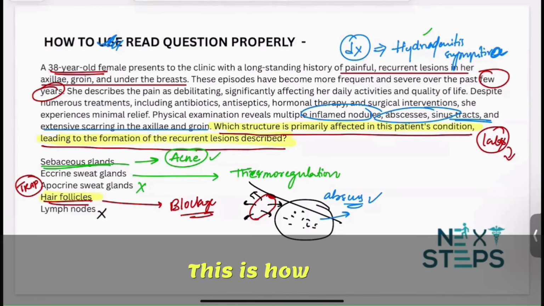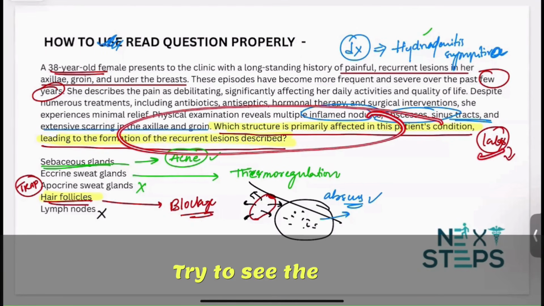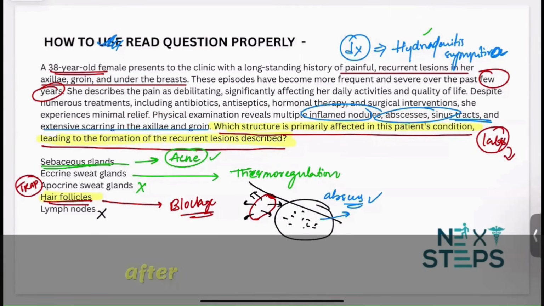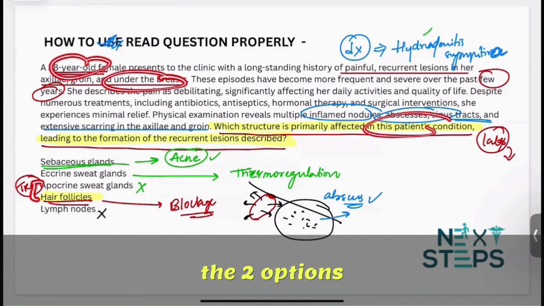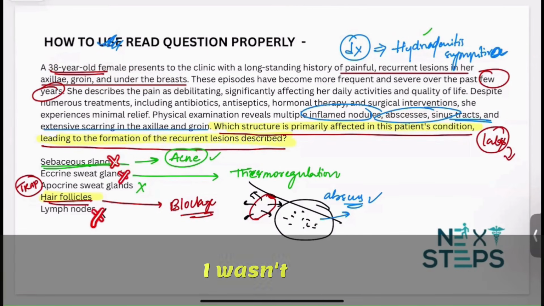Okay, this is how you have to answer irrespective of the length of the question. Read the last line first, try to see the labs, look for the buzzwords throughout the stem, highlight them, and after you have eliminated the major options, see the things that you have highlighted and see the two options that were left. For example, I've eliminated this and this. I wasn't sure about apocrine sweat glands or hair follicles. Now I'll see the question again.